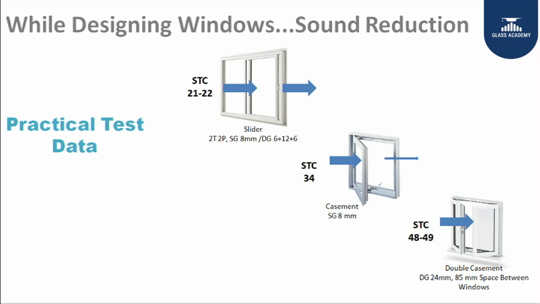However, nowadays the double window system has caught up, especially on busy highways where you have a lot of trucks or aeroplane noise. Double windows are installed which can go as high as 48 to 49 STC, which is very close to the wall performance. So, while designing windows, this is the fourth parameter which one needs to look at for reduction of sound.